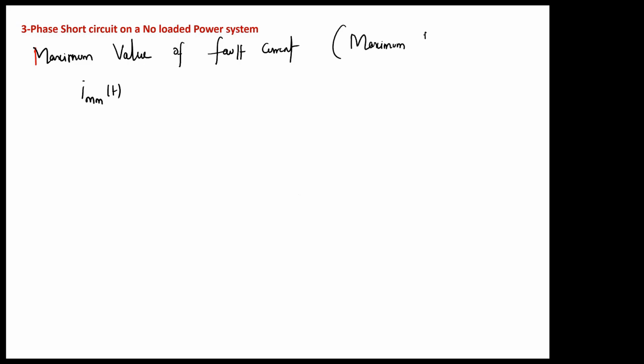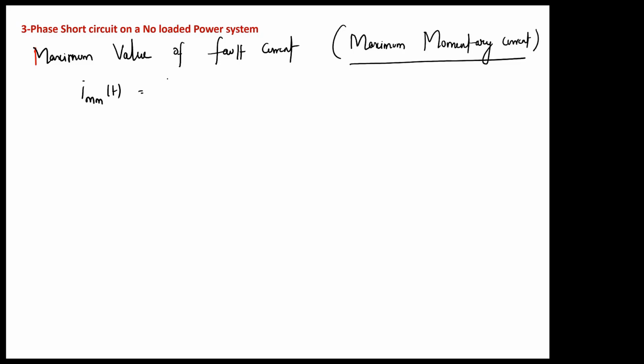So the maximum value of fault current. Just immediately after occurrence of fault, what is the maximum value of fault current that can flow? Let us assume there is no decay. This is called IMMT, the maximum momentary current. Maximum momentary current is the current that flows immediately just after occurrence of fault.